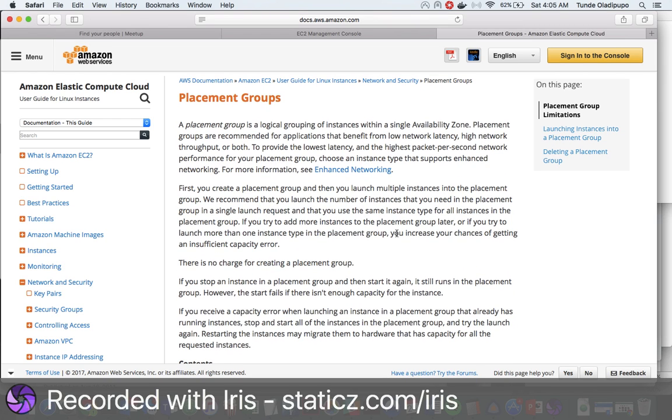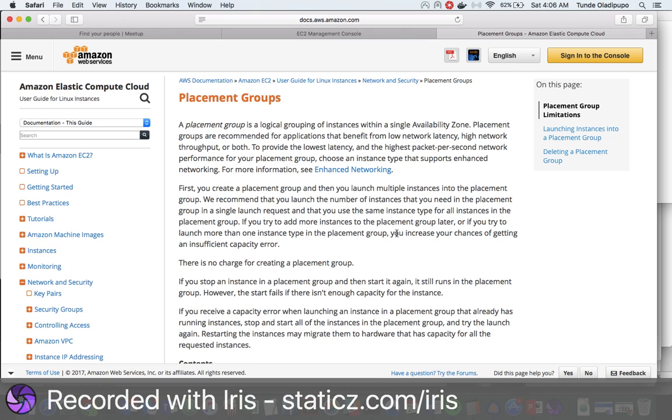Hello everyone. So in this interview question, we are going to be discussing placement group. Now, if someone asks you what is a placement group, a placement group is just a way of logically having two or more instances closely tied together.